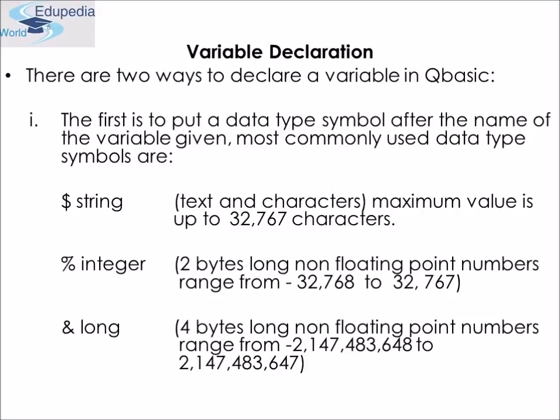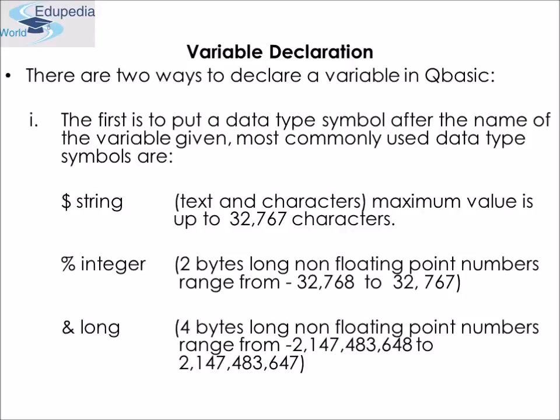The string is simply, as the name shows, text and characters, where the maximum length is up to 32,767 characters. Then comes the integer sign. The particular sign for an integer is the percentage sign. Integer simply is a 2-byte long non-floating point number, or you can say a non-fractional number which does not contain a fractional value. Ranges from the minimum to maximum values are in thousands.